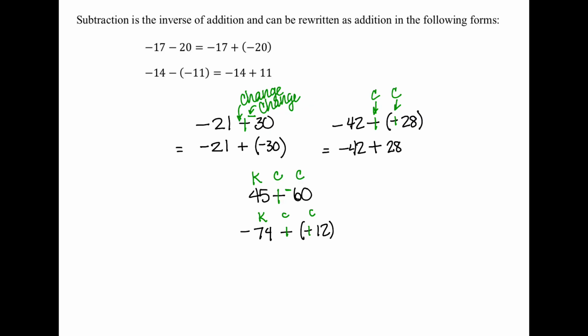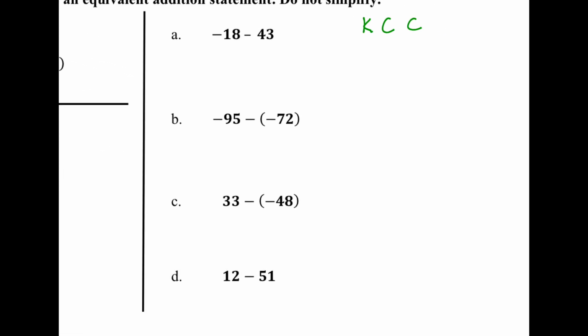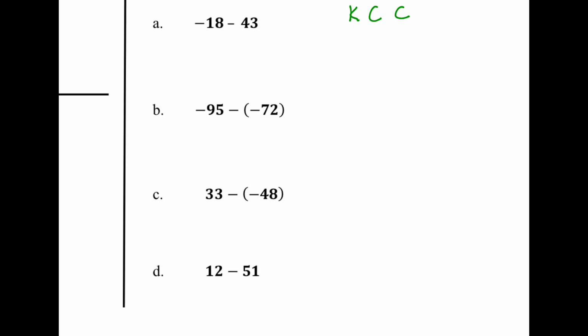Okay, that's just practicing changing signs. Now let's do some. It says rewrite each subtract as an equivalent add. Don't simplify. All we're going to do is that keep, change, change thing. Let's zoom in just a little bit so I can get all four of these on the same page. There we go. So we're going to keep this one, change that, which means negative 18 plus negative 43. That's all you need to do.